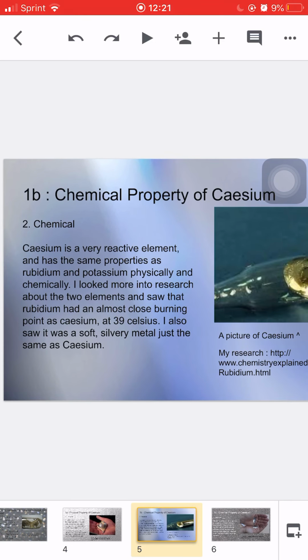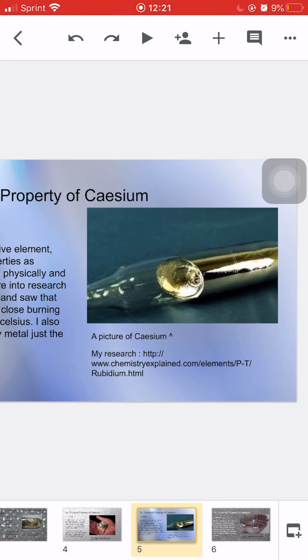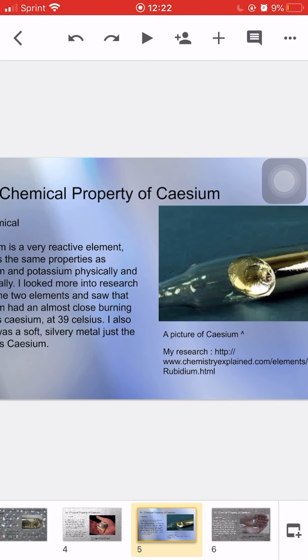Next slide, 1B, chemical property of calcium. Calcium is a very reactive chemical, and it has the same properties as rubidium and potassium, physically and chemically. I looked more into research about the two elements and saw that rubidium had almost a close burning point as calcium at 39 Celsius. I also saw that it was a soft metal, just the same as calcium. And that's another picture of calcium. My research is down there again.